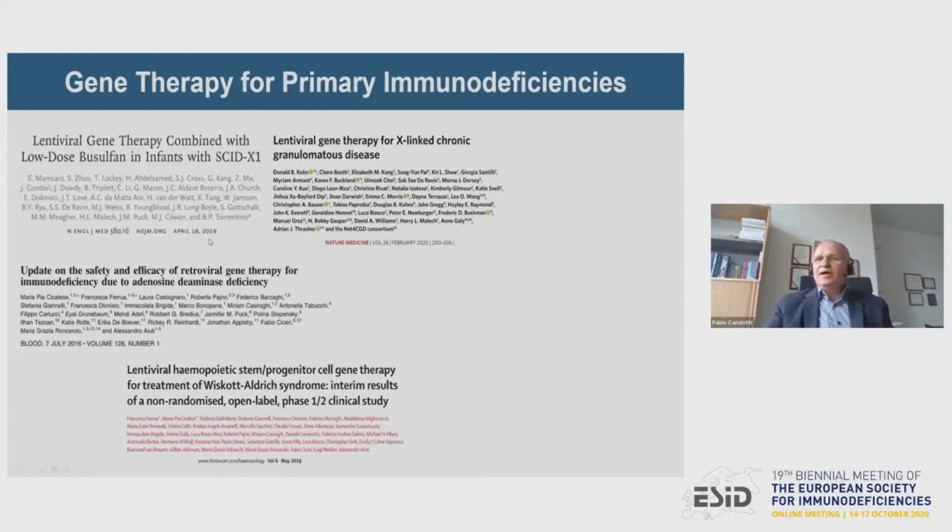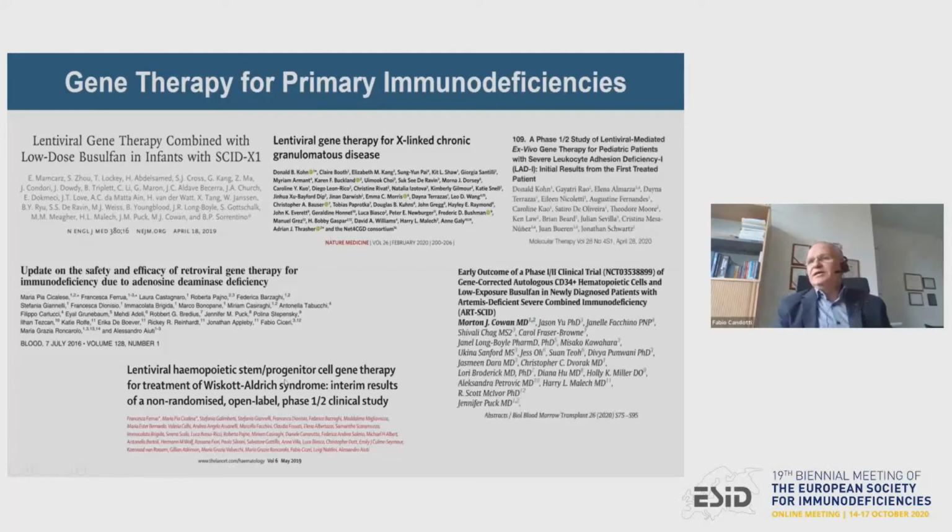As you can see here, we have clinical results for severe combined immunodeficiency type X1, so the X-linked SCID, for the X-linked chronic granulomatous disease, for adenosine deaminase deficiency, of course, and for the Wiskott-Aldrich syndrome. More recently, newer diseases have entered the clinical arena.